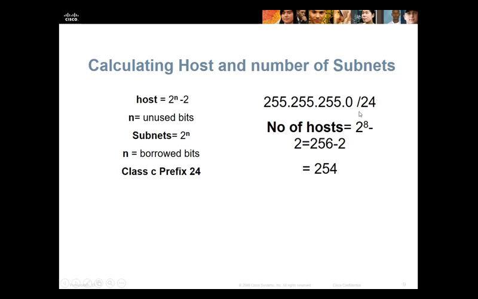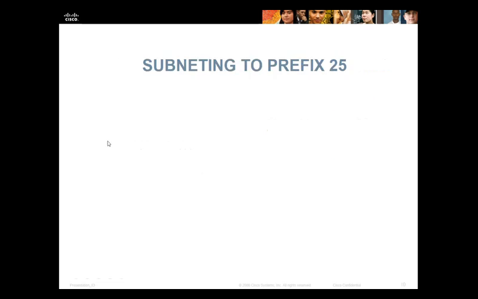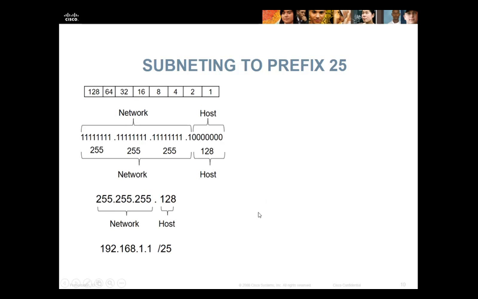So by default, a subnet 24 will give you 254 hosts per subnetwork. Now we'll be subnetting to subnet or prefix 25. And one thing you need to understand is that prefix 25 has a subnet mask of 255.255.255.128. And why is that so?